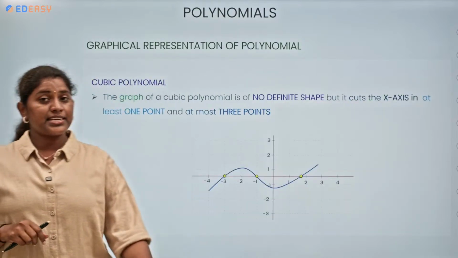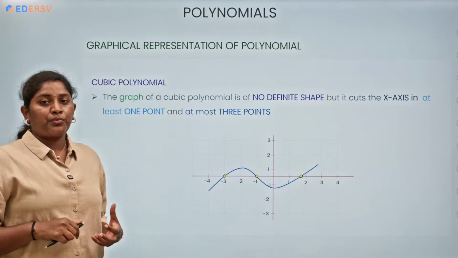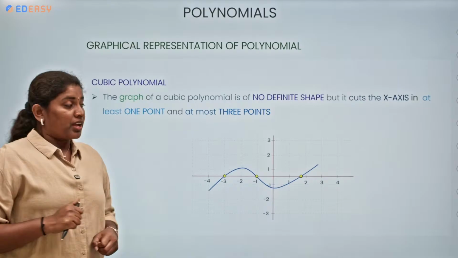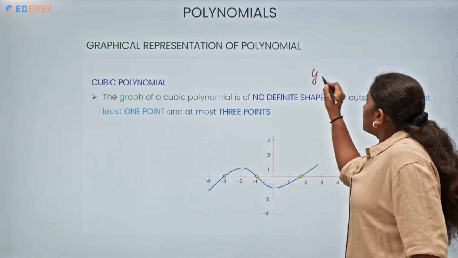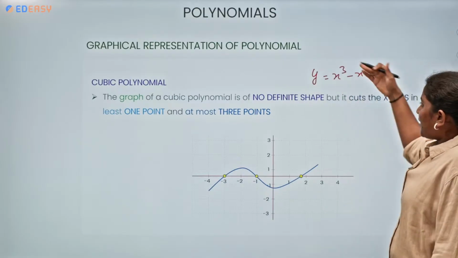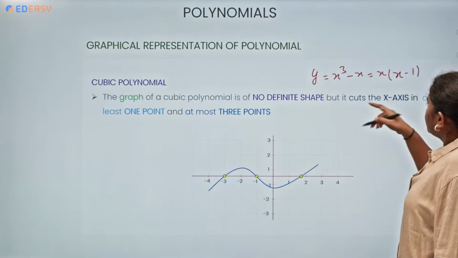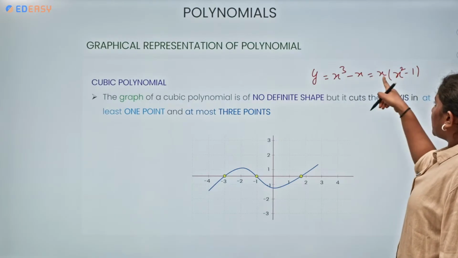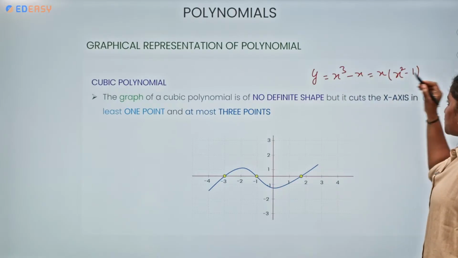Now moving to the next, our cubic polynomial. If we want to discuss the graph of a cubic polynomial, let's take some examples. Like I am taking y equals x cube minus x. Let's factorize it. I take x common, so I get x into x square minus 1.